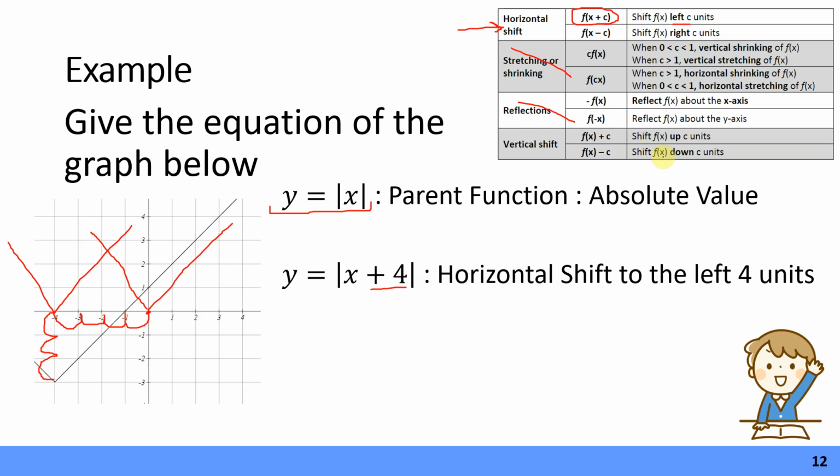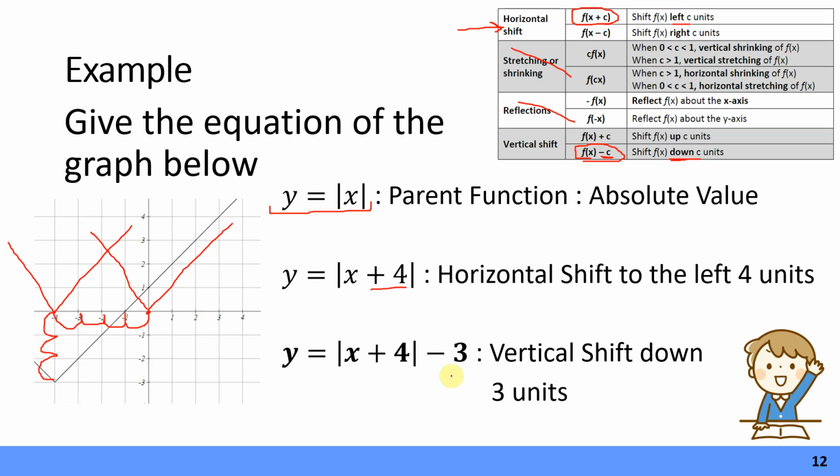So according to my table, in order to move something down, I'm going to have to put a negative number outside the parentheses. In our case, outside the absolute value sign. So I'm going to have to come and put a negative number on the outside. So how many times did I have to move it down? 3. So that means I'm going to put a -3 on the bottom.